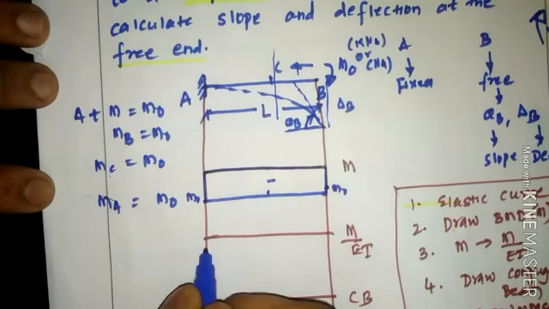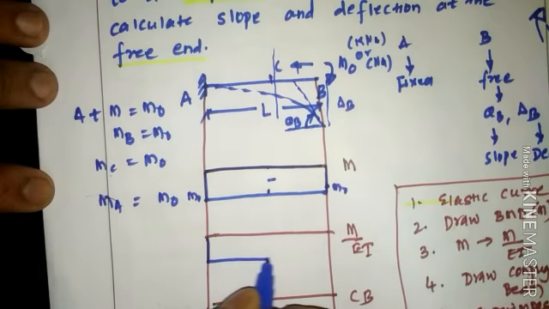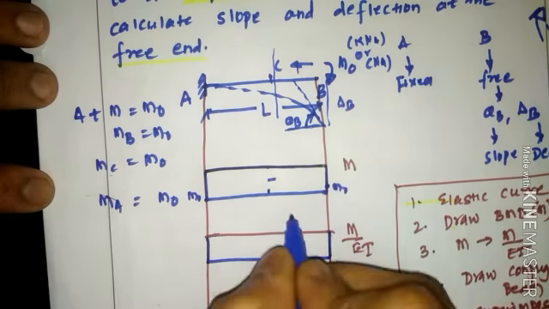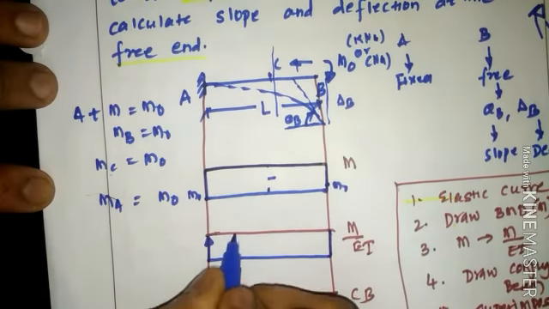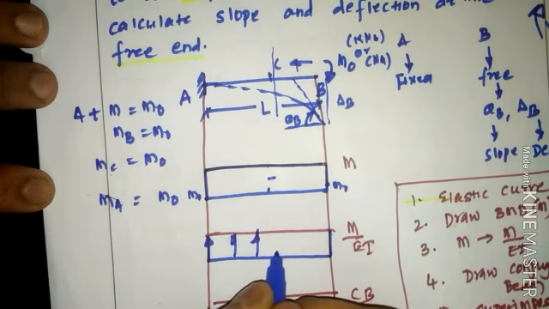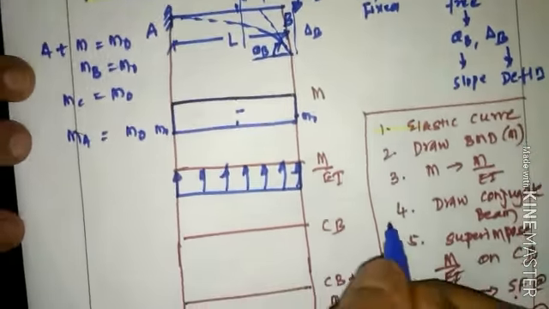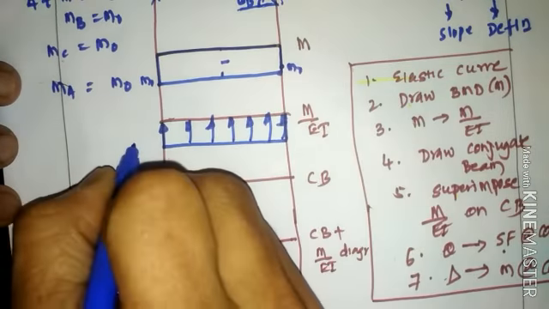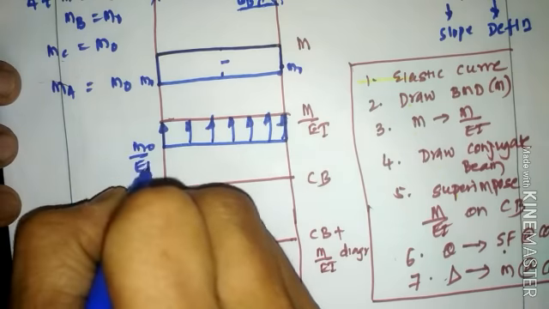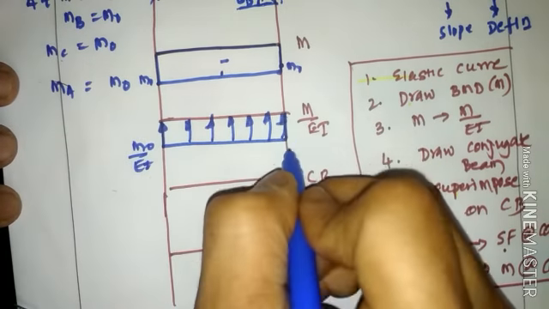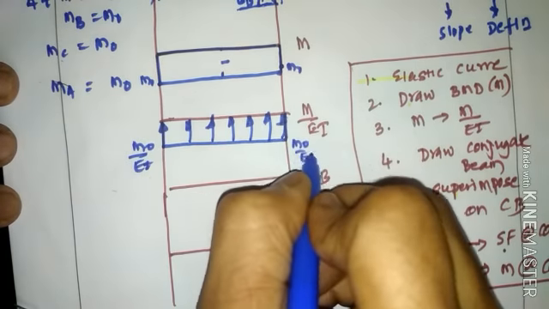The same bending moment diagram, if you convert it to the M by EI diagram, as the beam is on the top, the direction of the arrows should be shown at the top level. Like this. This is the M by EI diagram. As this particular value is M naught, if I divide it by EI on the left hand side, it is M naught divided by EI and M naught divided by EI.